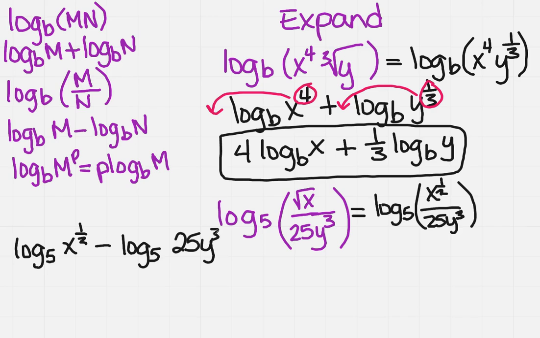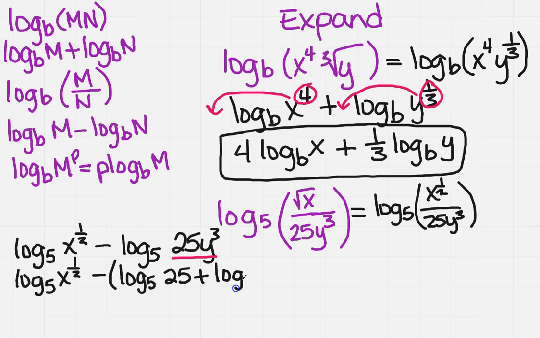Now, oh my goodness, I've got another multiplication. I've got this 25 times y cubed. So I'm going to have to do another step. I'm going to get log base 5 of x to the 1/2 minus, and make sure you're real careful with these minuses, I'm going to put a parenthesis the first time I do it. So I'm going to get log base 5 of 25 plus log base 5 of y cubed.